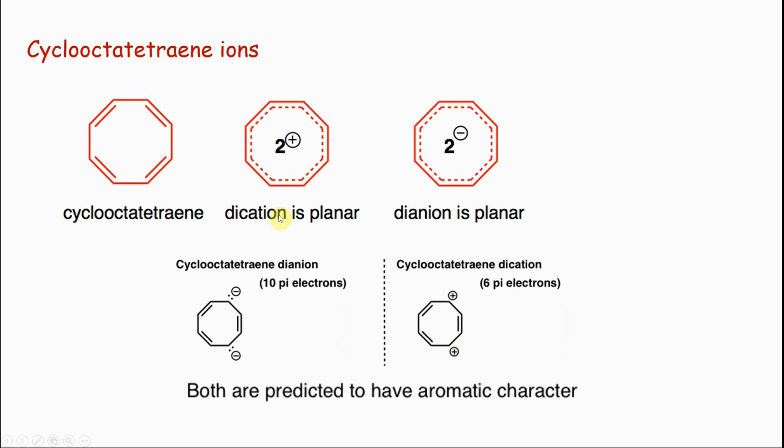So this is going to be aromatic. The dication is planar and aromatic. The dianion has 10 pi electrons. This is also aromatic. So you want to remember, this has 8, it is non-aromatic, not anti-aromatic, because there is no planarity. If you add or remove 2 electrons, it becomes aromatic.